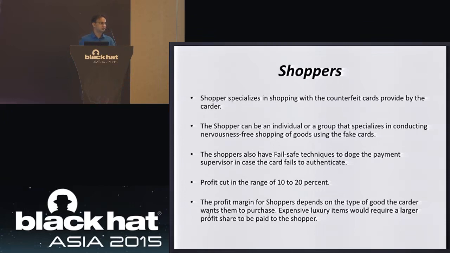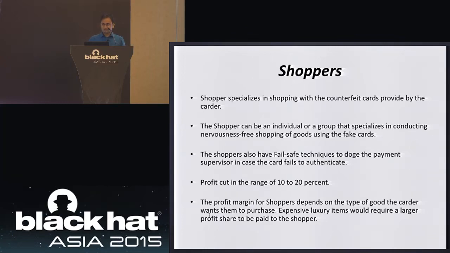at shops and buy things. I might have a shaky hand or I might sweat so that it can raise suspicion. So this is where the shopper's specialized service comes into use. What these guys do is they take your counterfeit cards, pick up your shopping list, and just go ahead and shop for whatever you want.